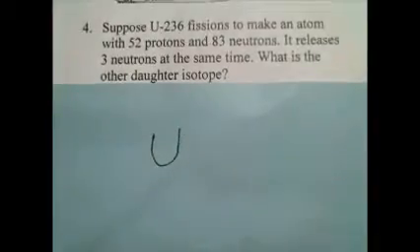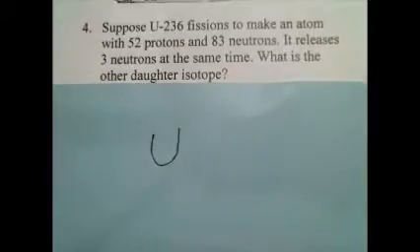Number 4. Suppose uranium-236 fissions to make an atom with 52 protons and 83 neutrons. It releases 3 neutrons at the same time. What is the daughter isotope? There's lots of extraneous information here that we do not need. We're going to start off with uranium as the initial material. That's known as the parent isotope.